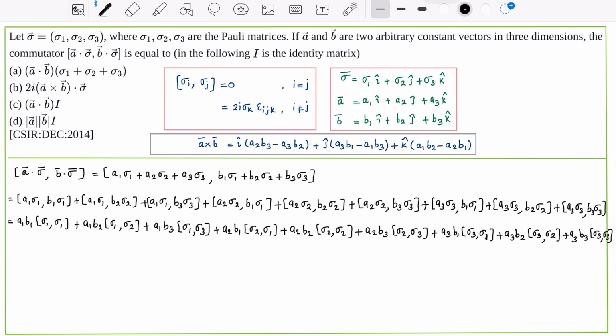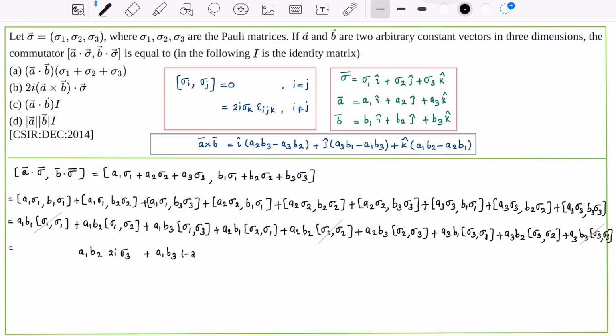We have the commutator of sigma 1 and sigma 1 is equal to 0. The commutator of sigma 2 and sigma 2 is equal to 0. And the commutator of sigma 3 and sigma 3 is equal to 0. Therefore, 3 terms go to 0. Hence, our commutator becomes: the first term is 0. The second term is A1 B2. Now, the commutator of sigma 1 and sigma 2 is 2i sigma k. Therefore, the second term is A1 B2 2i sigma 3 plus A1 B3.